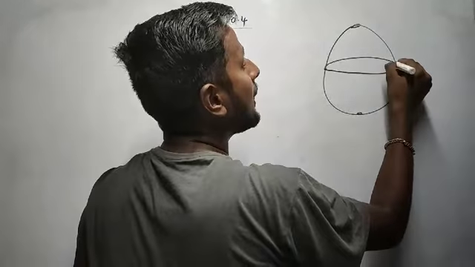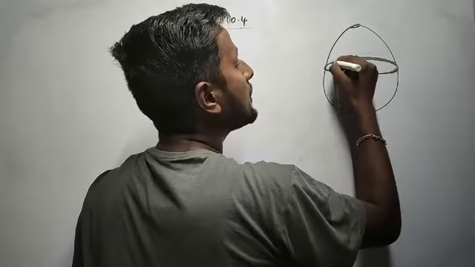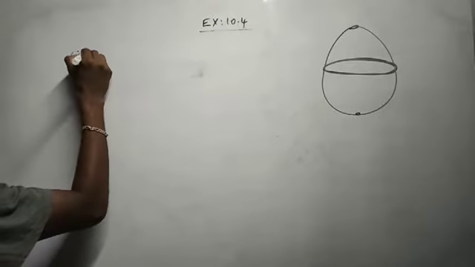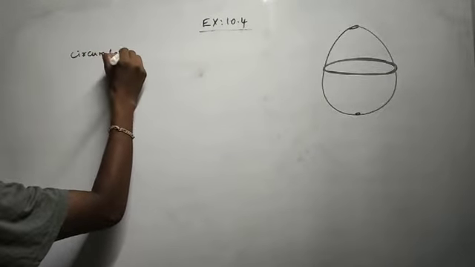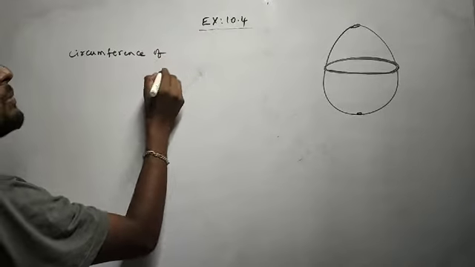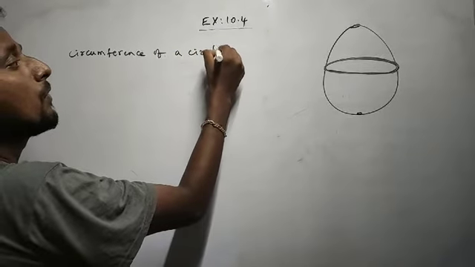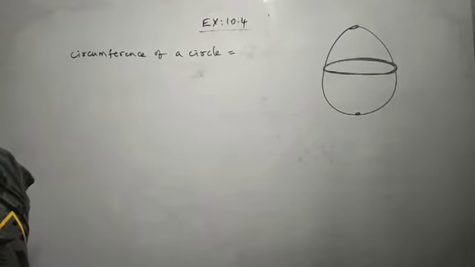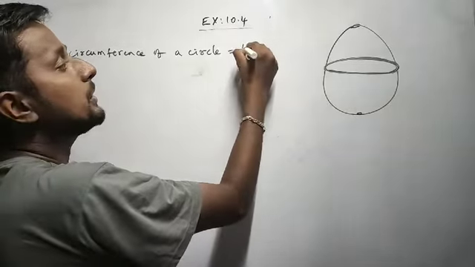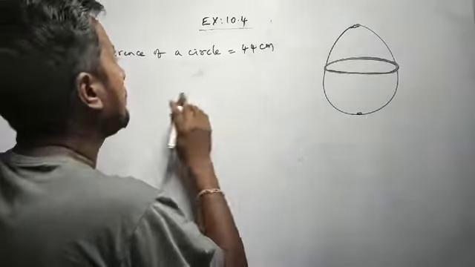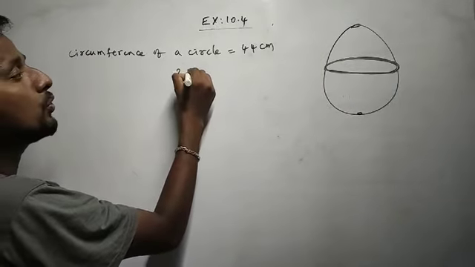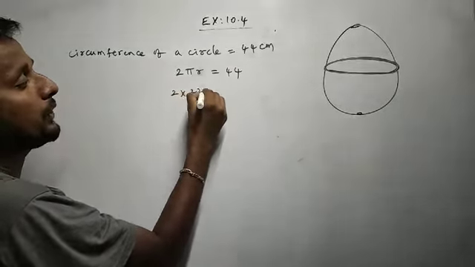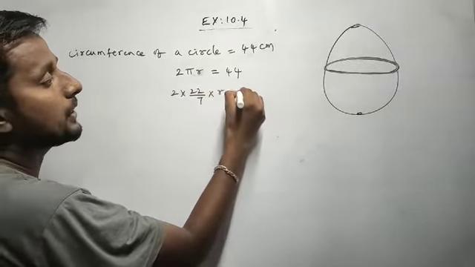So equator is a line which goes around the globe. So simple, around the sphere, right? So it is simply the circumference. The boundary of a circle formula is 2 pi r. The given value is 44 centimeter, so 2 pi r is equal to 44. So 2 into 22 by 7 into r is equal to 44.